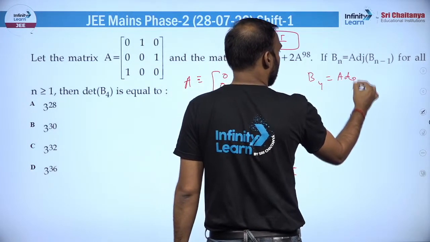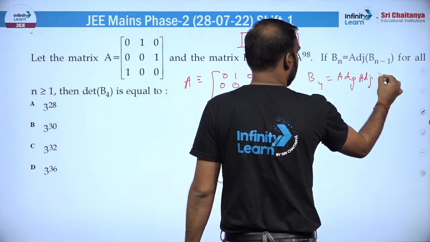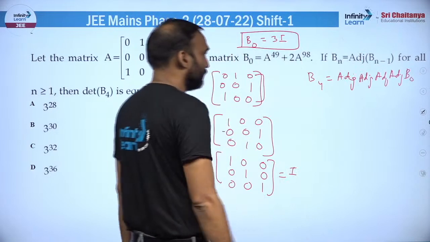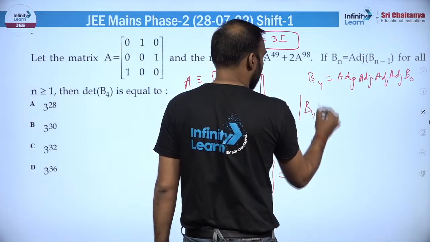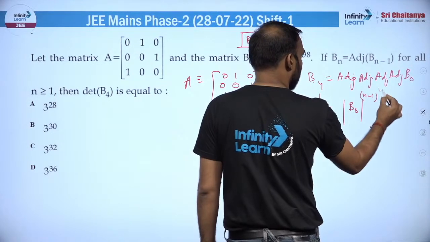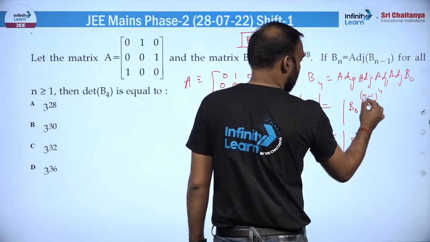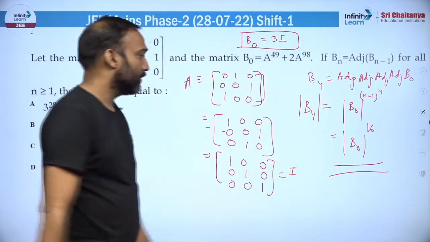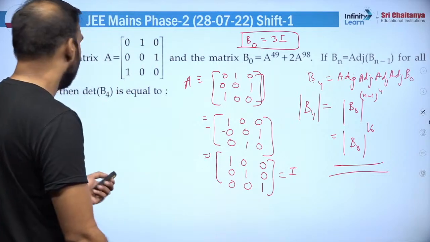B4 is the adjoint of B3, and what is B3? The adjoint of B2. So I can write the adjoint of B0, right? If I have to find the determinant of this, the det of B4 will be equal to det B0 raised to (n minus 1) whole raised to power 4. What is n? n is the order, which is 3. So n minus 1 is 2, raised to power 4 is 16. So find out the value of det of B0, and that raised to power 16 is your answer. So we can solve this particular question using this trick.